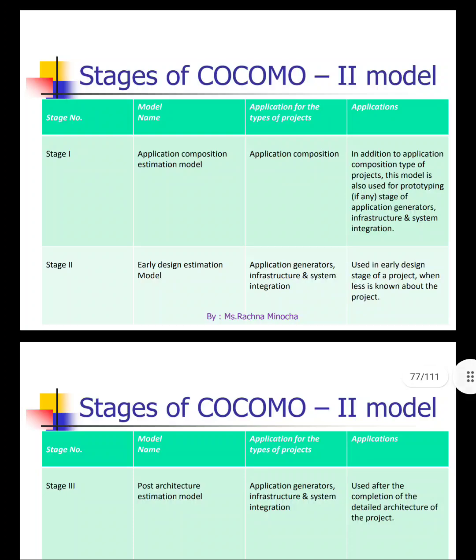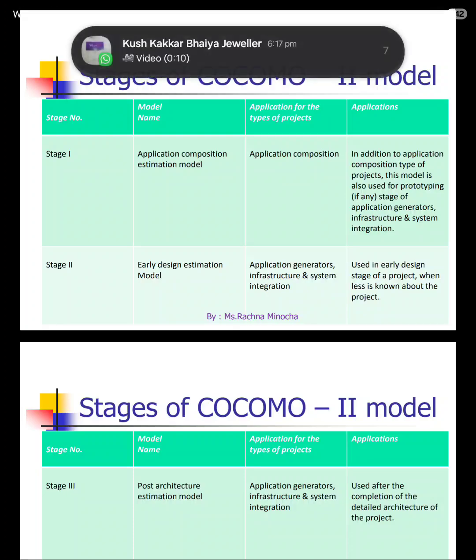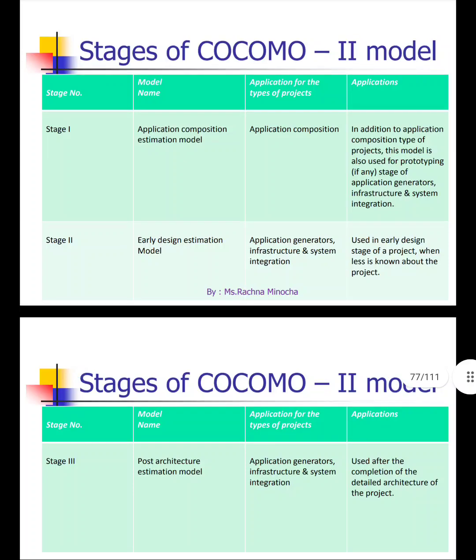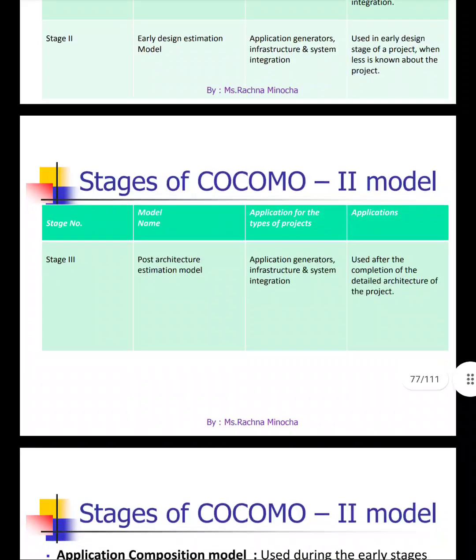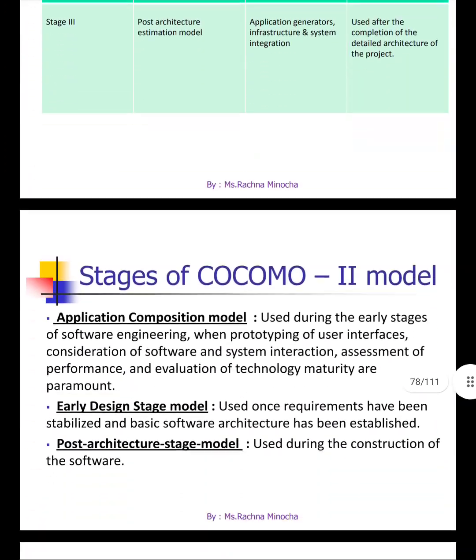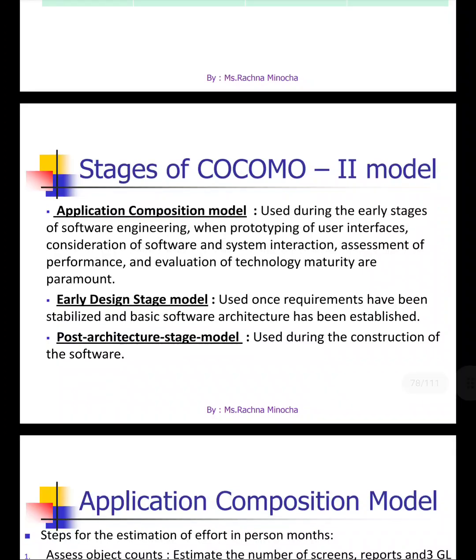The first stage is used for application composition, for projects at the prototyping stage, when we have to generate some applications, infrastructure, etc. Stage 2 is used in the early stages of a project, when very little is known about the project, and stage 3 is used after the completion of the detailed architecture of the project. So these are the three stages.